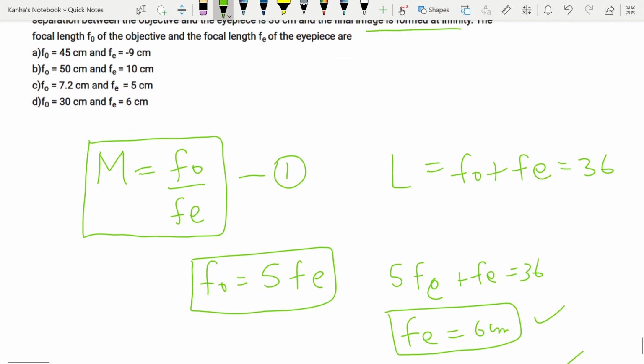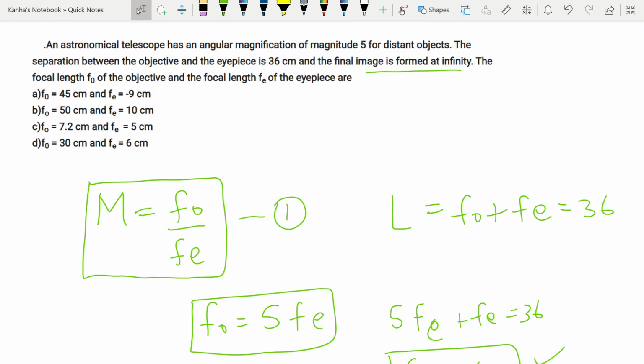So what you have to remember from here is what angular magnification means in terms of a telescope, and this is the value for when the image is at infinity. Similarly, you will have values for different points, and in most of the questions you'll be requiring this.